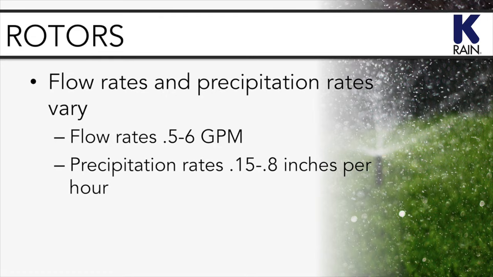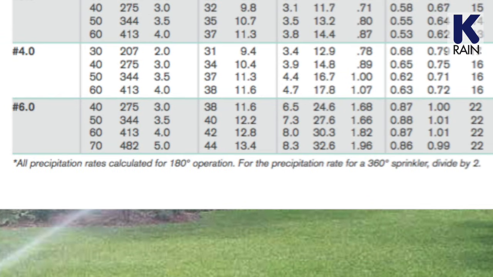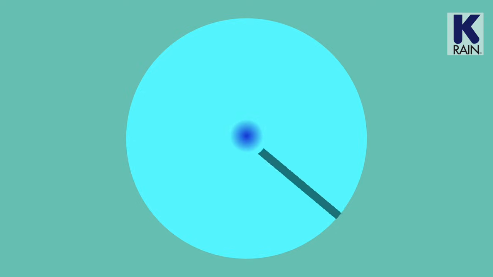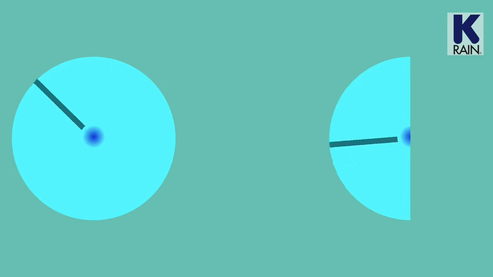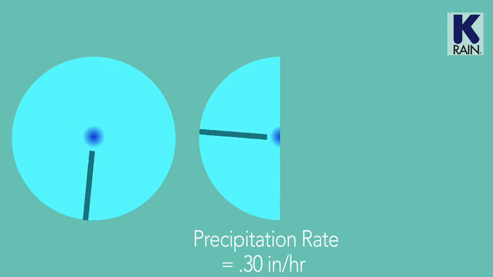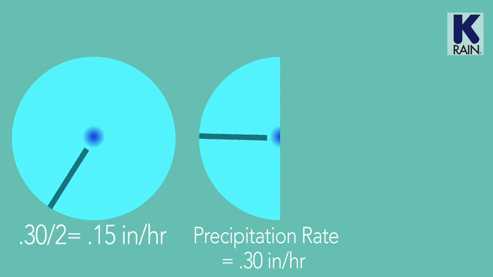Determining precipitation rates for rotors involves an extra step in the calculation. The precipitation rates listed here on the chart are based on a half-circle rotor. However, if your plan calls for a full circle spray pattern, the rotor will only go over the full circle area once in the same amount of time that a rotor spraying in a half-circle spray pattern would water its spray area twice. Now this means that to calculate the precipitation rate for the rotor adjusted to a full circle arc, you will need to divide the precipitation rate on the chart by 2.